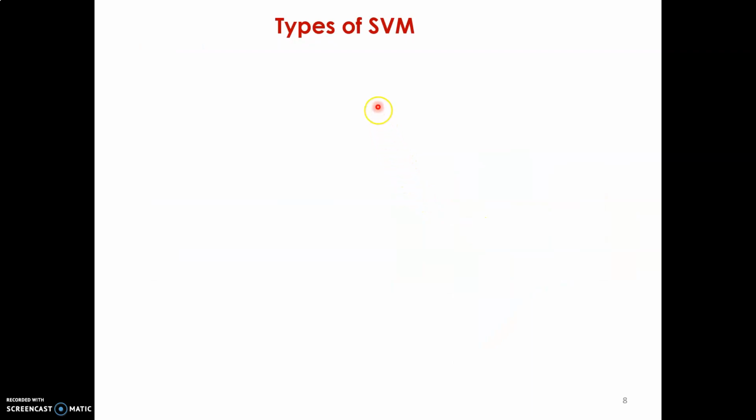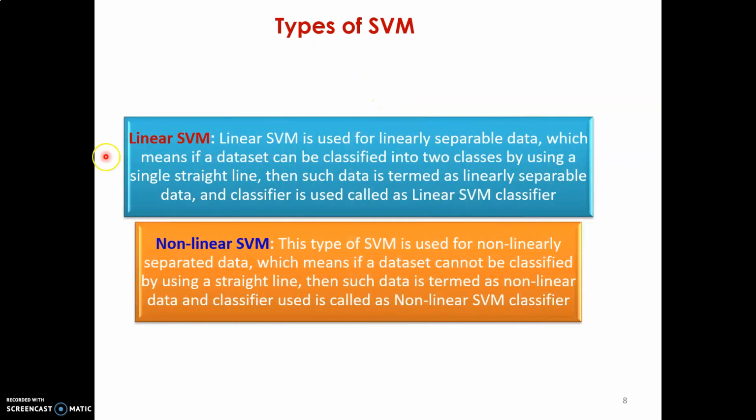Next one, types of SVM. Here mentioned two types. One is the linear SVM, another one is the non-linear SVM. So first we see the linear SVM. It is used for linearly separable data, which means if a data set can be classified into two classes by using a single straight line, then such data is termed as linearly separable data and the classifier is called a linear SVM classifier. So in linear SVM, the data is classified into two classes using a single straight line. That's the main thing in linear SVM.